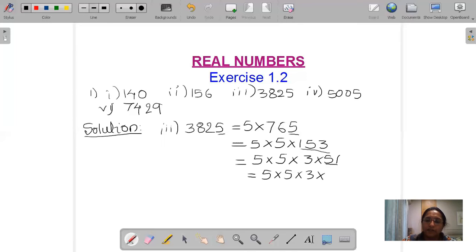Again here 5 plus 1 is 6, it is divisible by 3. So 51 is divisible by 3: 3 ones are 3, 3 sevens are 21. These are all prime numbers: 5, 5, 3, 3, 17. In this way we have to express as factors. It is 5 squared into 3 squared into 17. These are the prime factors of 3825.